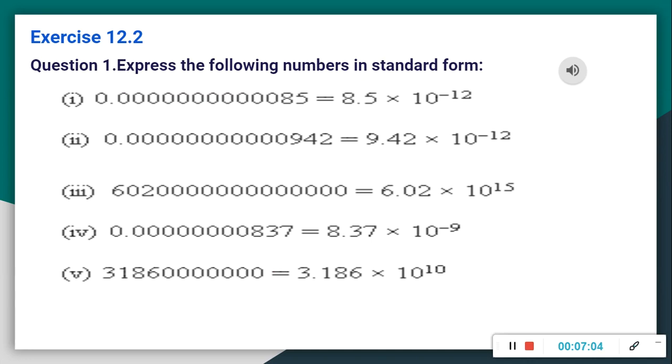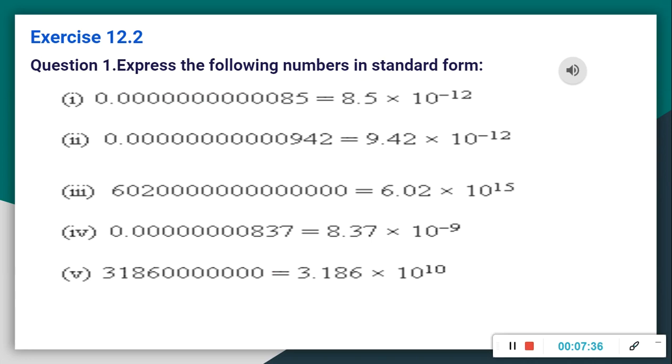Okay. So next one, 602, and how many zeros are there? 13 zeros are there. Now how could we write? First, the decimal number should be in the form of 1 to 10. So here we can take 6.02 into 10 raised to, then count the jumps. After the decimal, how many digits are there? 15 digits are there, right? So the answer is 6.02 into 10 raised to 15.